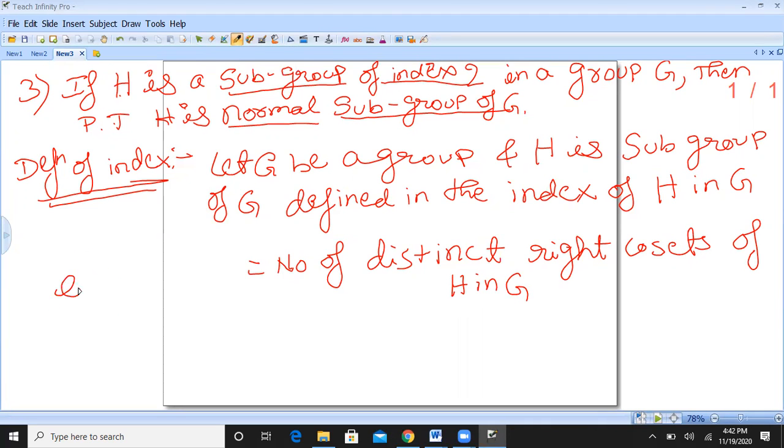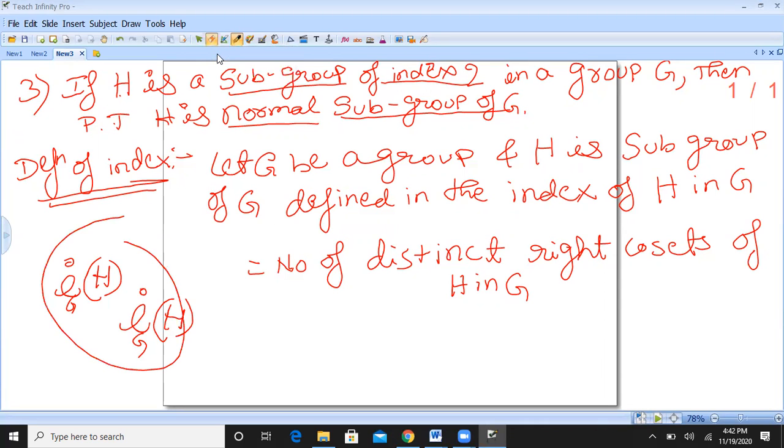So it is denoted index of H in G. This is how we write and denote the index of H in G.